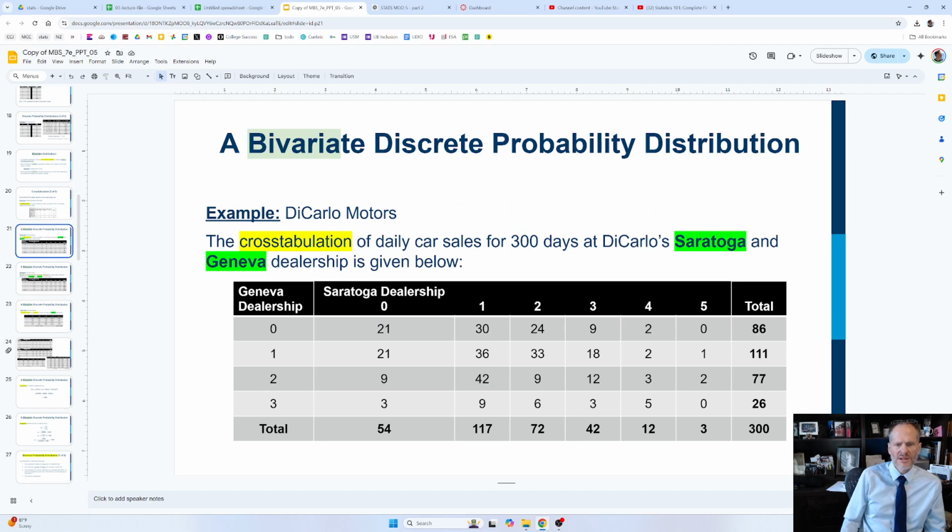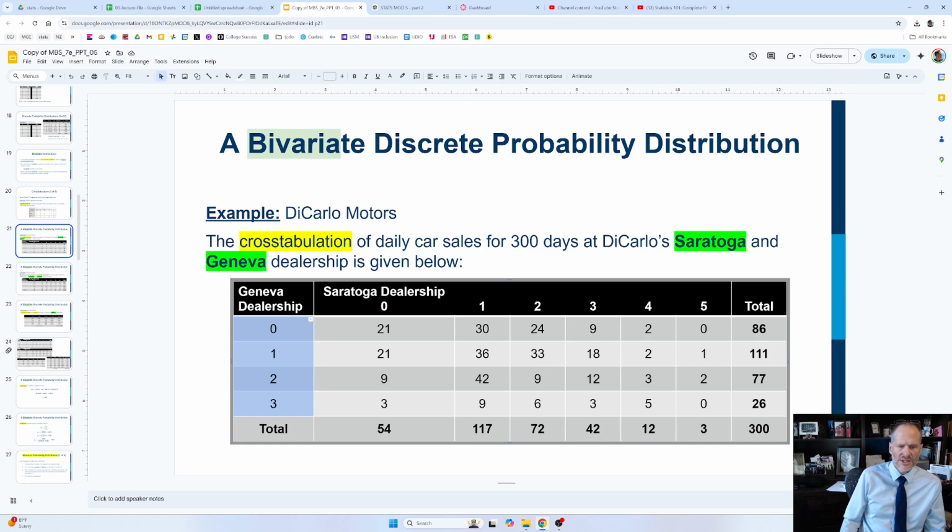We have two dealerships: the Saratoga dealership and the Geneva dealership. Here's how many cars the Geneva dealership sold per day: 0, 1, 2, 3. And here's how many cars the Saratoga dealership sold per day: 0, 1, 2, 3, 4, 5. Saratoga will sell 4 or 5 cars per day, but apparently Geneva never sells 4 or 5 per day. Out of 300 days, how many days were there 0 sales at Geneva and 0 sales at Saratoga? There are 21 days.